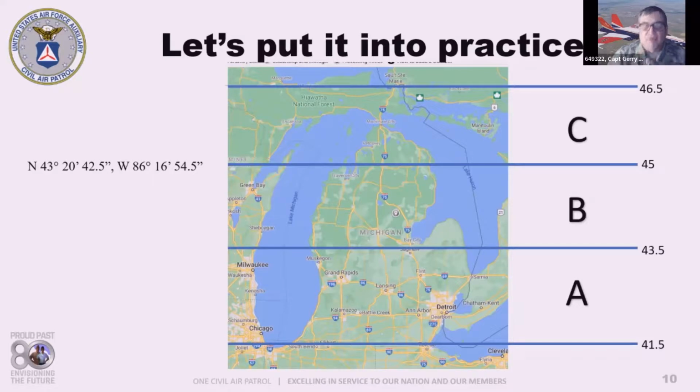Okay, so in this, we're going to go north 43 degrees, 20 minutes, 42.5 seconds, west 86 degrees, 16 minutes, 54.5 seconds. So our coordinates are on the left-hand side here. We're going to start with this.